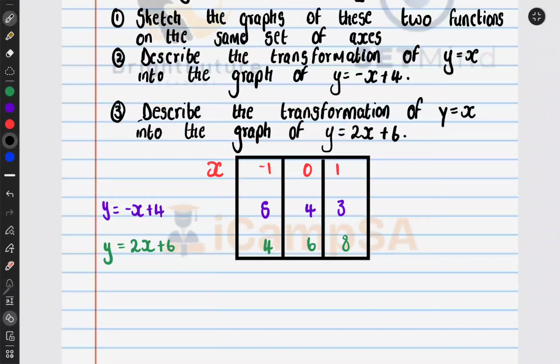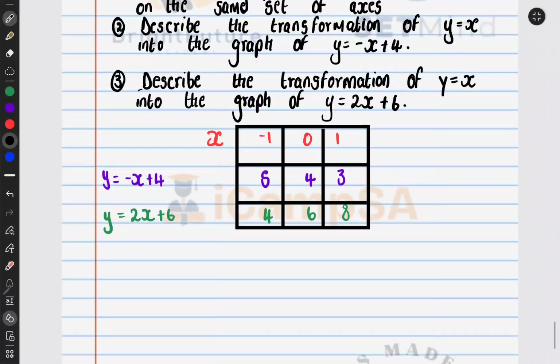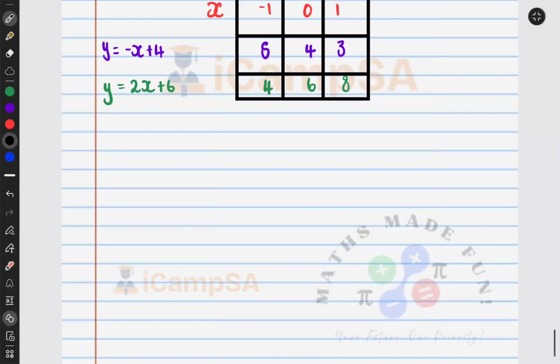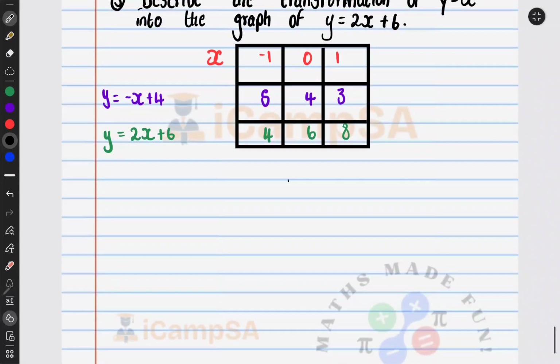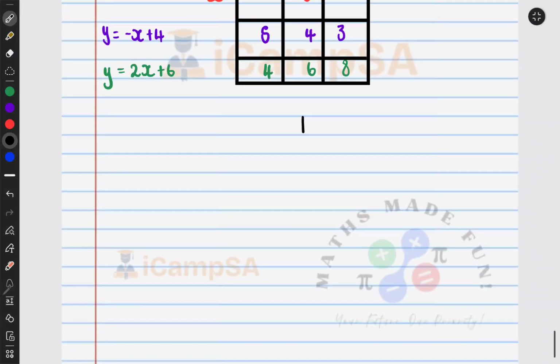Or in the table. Okay, so those are your values, and then let's draw our axes. These are our axes.